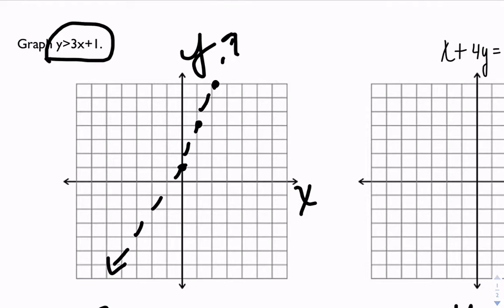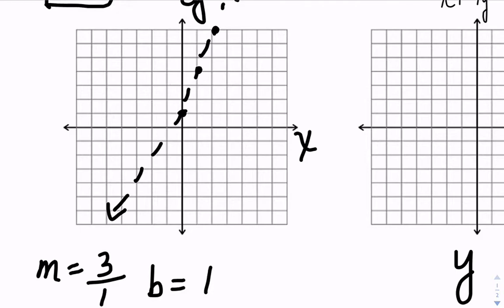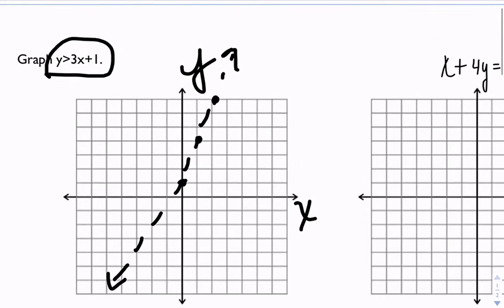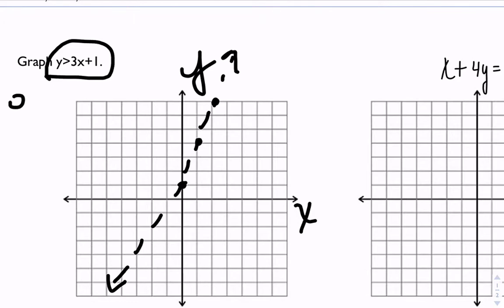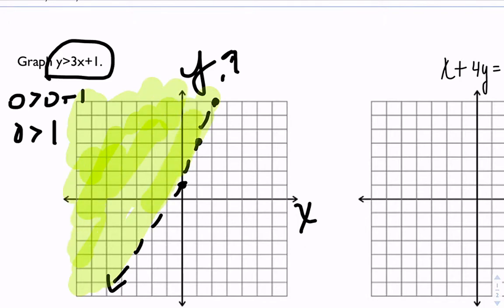Well, to do that I can pick a test point, and I like to pick test points that are easy, so I will pick 0, 0 as my test point. And if I test the coordinates 0, 0 in this inequality, it becomes 0 is greater than 0 plus 1, or 0 is greater than 1. Well, that's a false statement. That means the half of the plane that contains 0, 0 does not satisfy the inequality. So the logical conclusion is that the other half does, and that is the half plane that I will shade in. And any point on this side of the line, but not including the line, will satisfy the inequality.